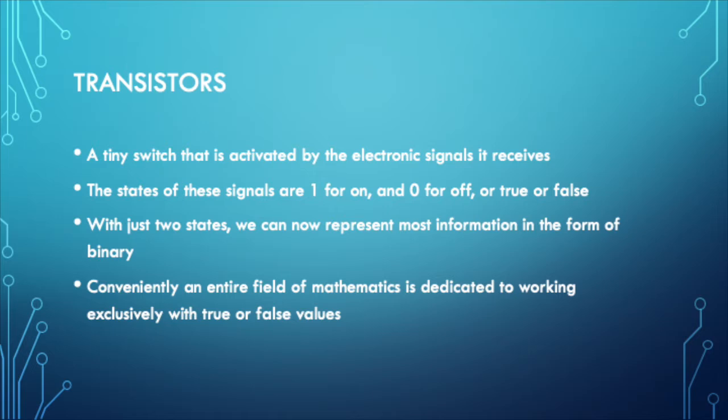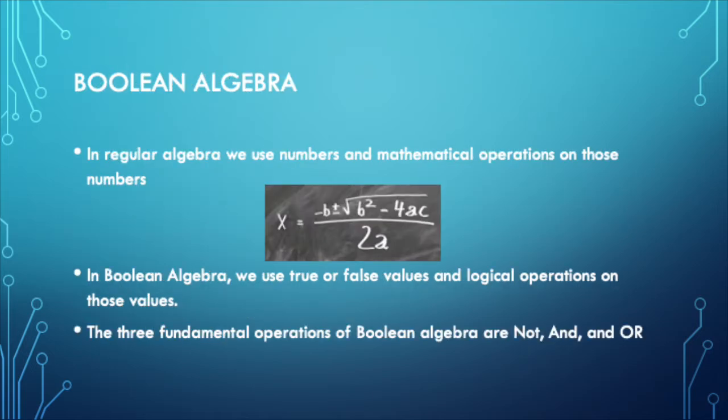So there are two states to these signals: one for on, meaning electricity is passing through the switch, or zero for off, meaning no electricity is passing through the switch. And we usually represent these as true or false, true being 1, false being 0. With just these two states, we can now represent most information in the form of binary. And also, conveniently, there's an entire field of mathematics dedicated to working exclusively with true or false values. This field of mathematics is called Boolean algebra.